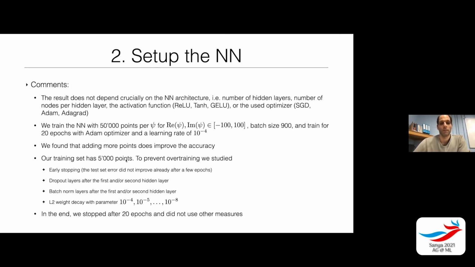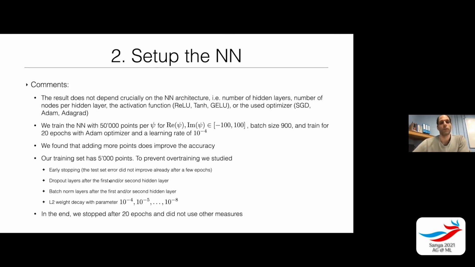We then constructed a test set of 5,000 points, and to prevent overtraining, we looked at early stopping, meaning if the test set error did not improve, or stayed constant, then you can essentially stop, because the train set error will go further down if your neural network is powerful enough, but you're not getting anything out of it because you're just overfitting.